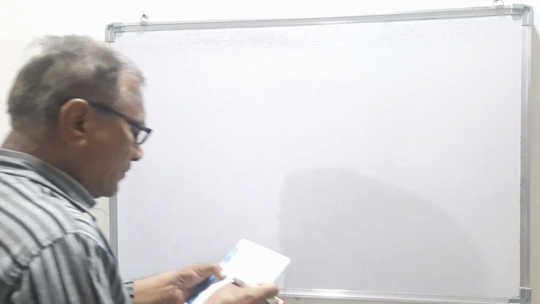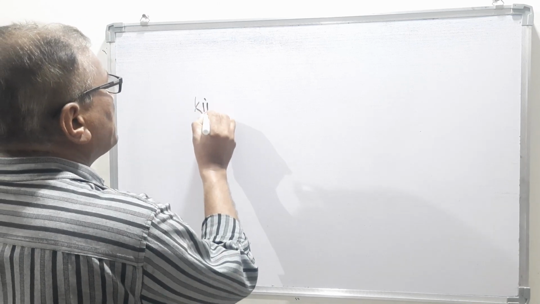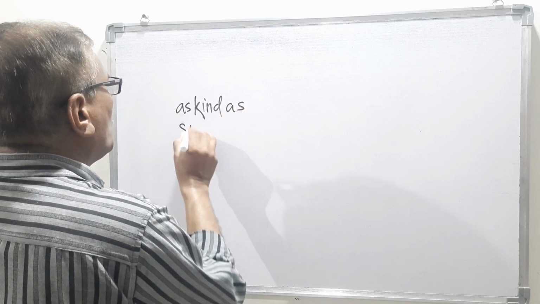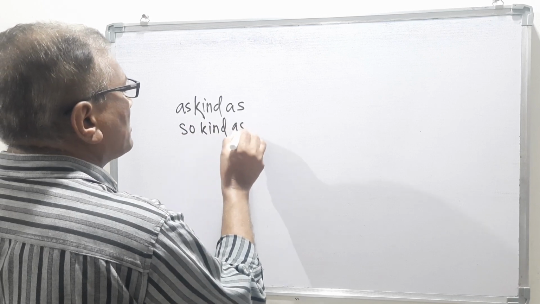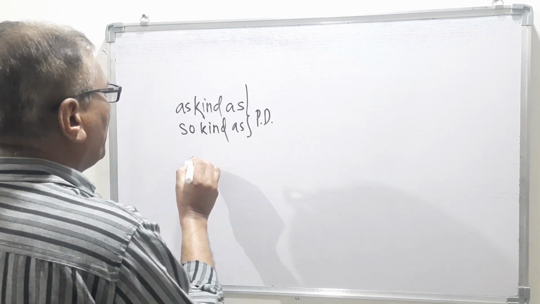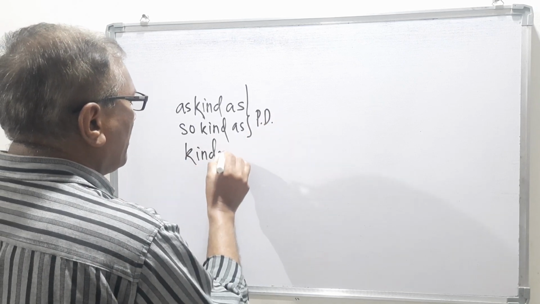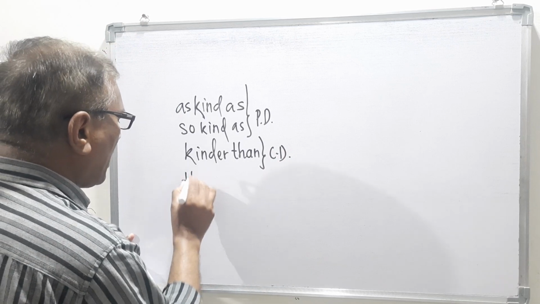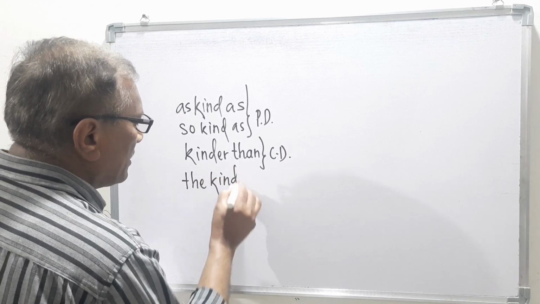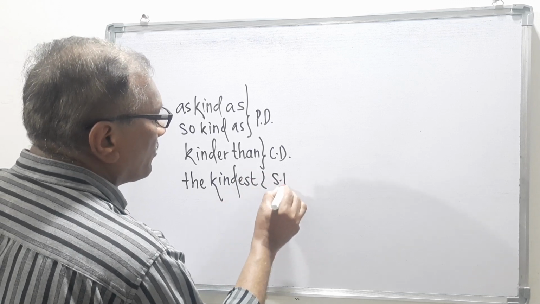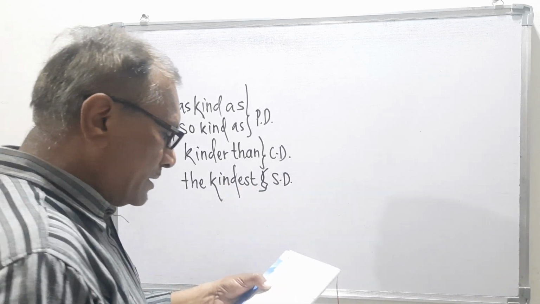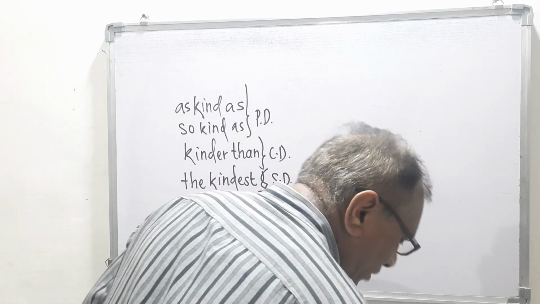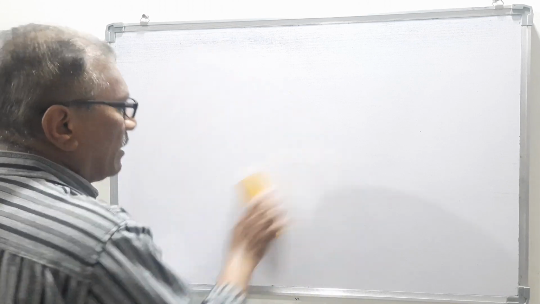So remember here, again, suppose I will take kind. Kind is there. Kind as, so kind as, this is the PD form. Then kinder than, this is the CD form. And the kindest, this is the SD form. Remember, in this way we can make these forms. Here we have taken these small words, and we can make the degree forms like this.